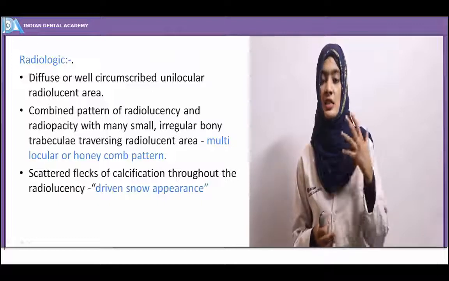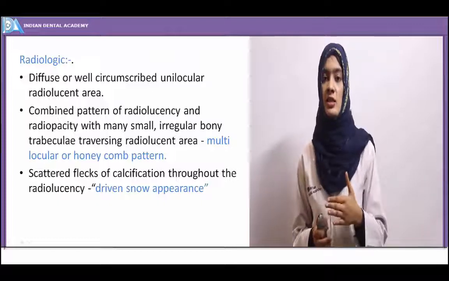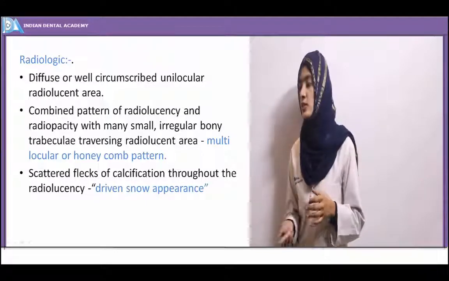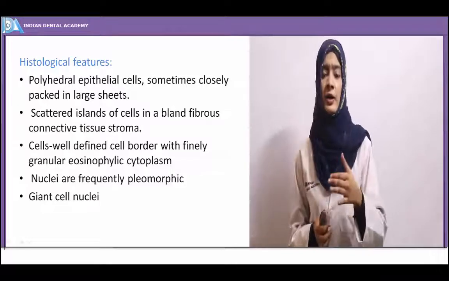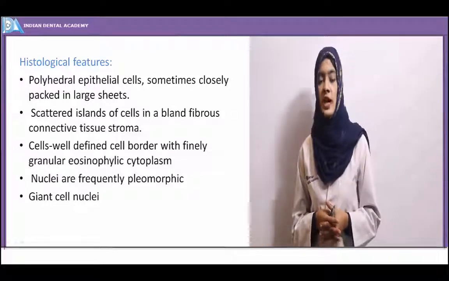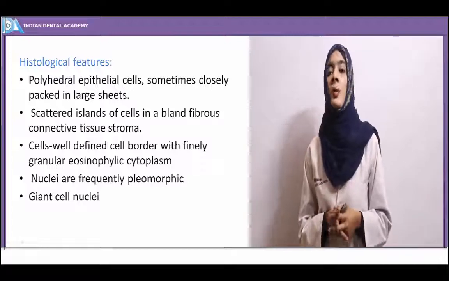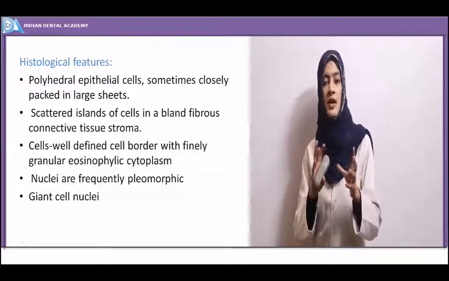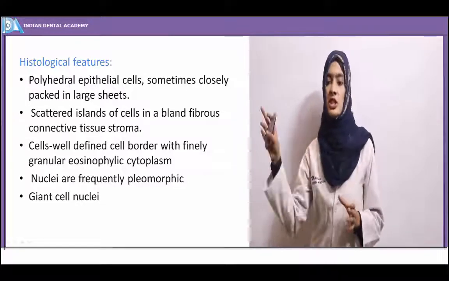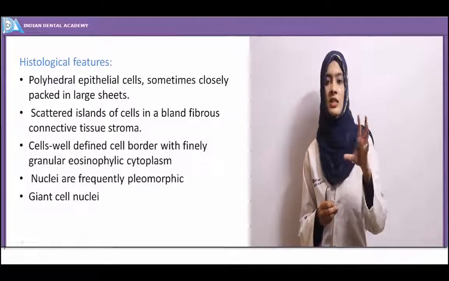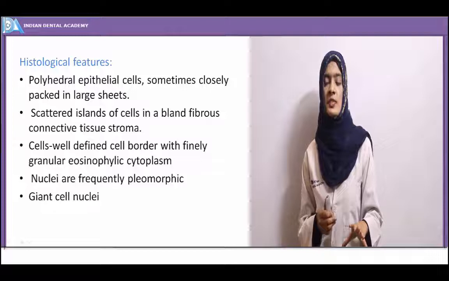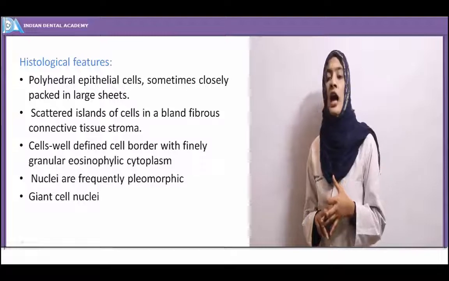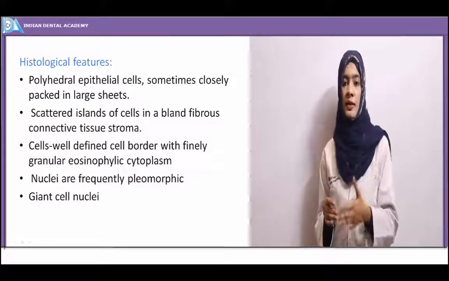That is, the characteristic opaque calcifications are seen, the driven snow appearance, in a mixed radiolucent radiopaque pattern or only radiolucencies. And the microscopic histologic picture is also diagnostic, as the tumor is composed of polyhedral epithelial cells. They may be arranged in different forms: islands of tumor cells, sheets of tumor cells, or cords of tumor cells may be seen. And the connective tissue is essentially fibrous in nature.